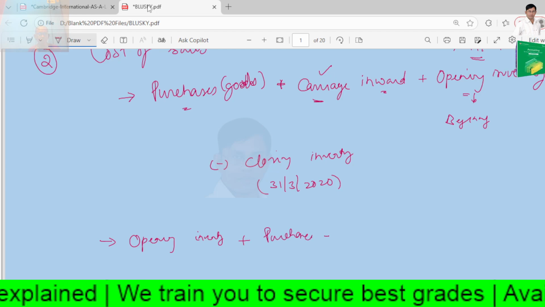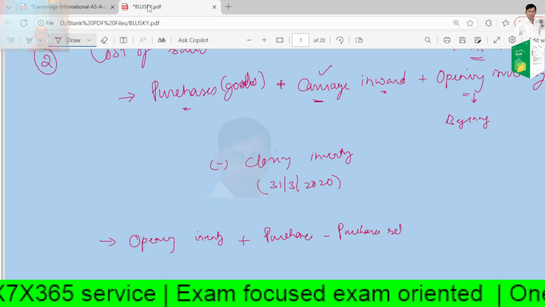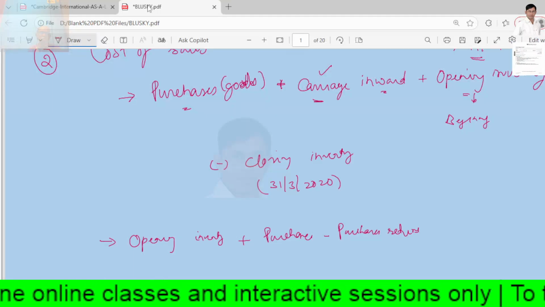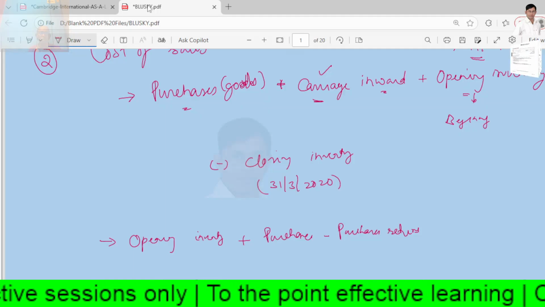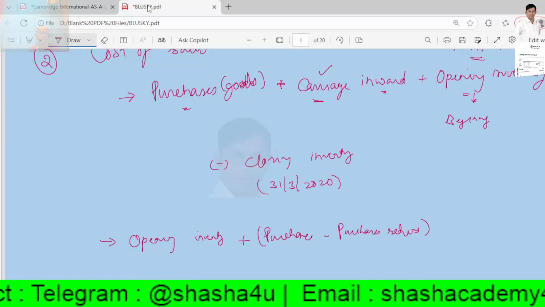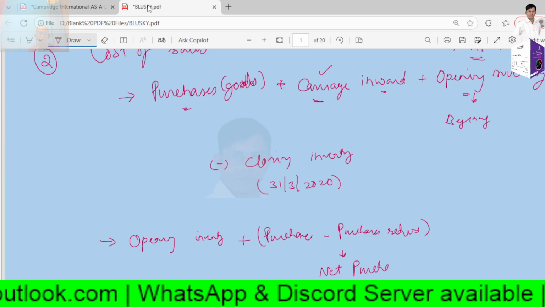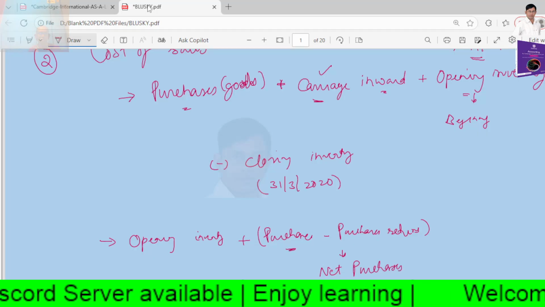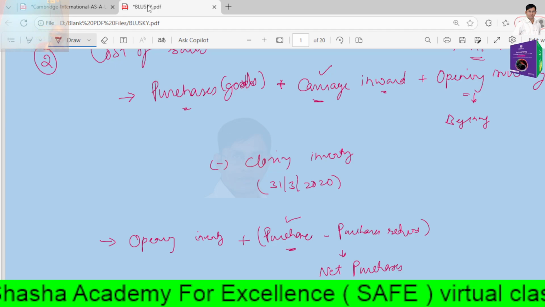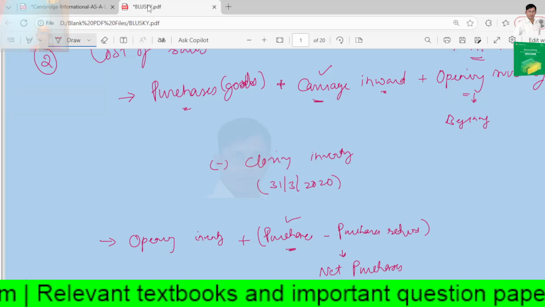Less purchase returns. Similar to sales return, there may be purchase returns also. If the goods you have purchased are not of good quality, you might return them. So it is purchases minus purchase returns, and this is called net purchases. Normally we don't use the word net purchases, we use purchases minus purchase returns.